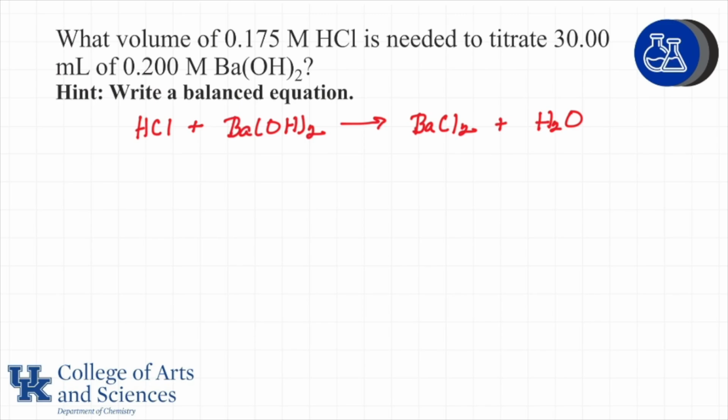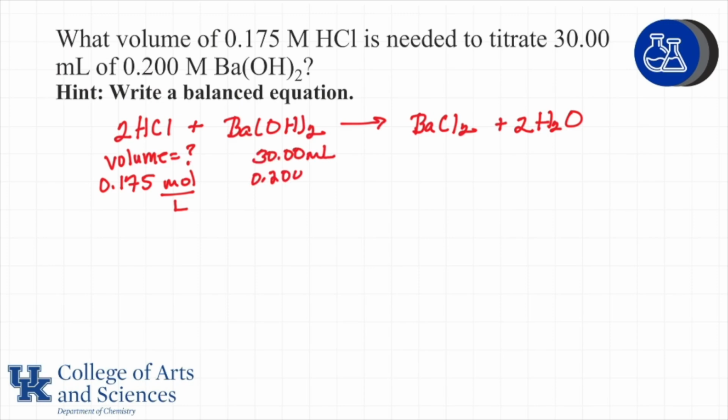Now we need to balance the equation. So we need a 2 in front of HCl and a 2 in front of H2O. Because remember, we're going to need that mole to mole ratio from our balanced equation to set up our stoichiometry problem. We're looking for the volume of HCl. That's what's being asked for. And it tells us our molarity is 0.175 moles over liters. Again, rewriting that molarity as moles over liters just to remind me. I have 30 milliliters of BaOH2, which has a concentration of 0.200 moles per liter.